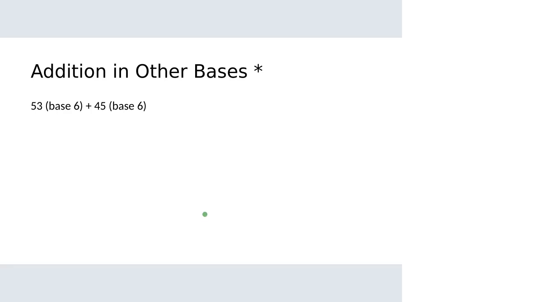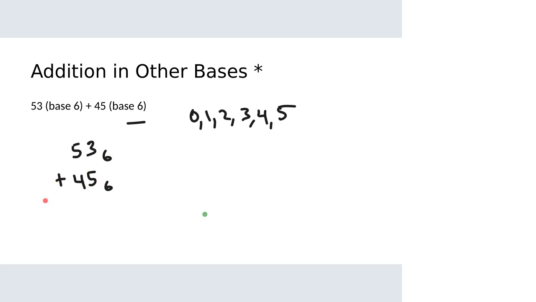All right, let's see how this one went. Not unanimous, but strong agreement. Okay, that's a good indicator. Let's see how this one goes. As I look at this, I want to add in base 6, so my only digits are 0, 1, 2, 3, 4, 5. That's it. And I have 5, 3, base 6, added to 4, 5, base 6.